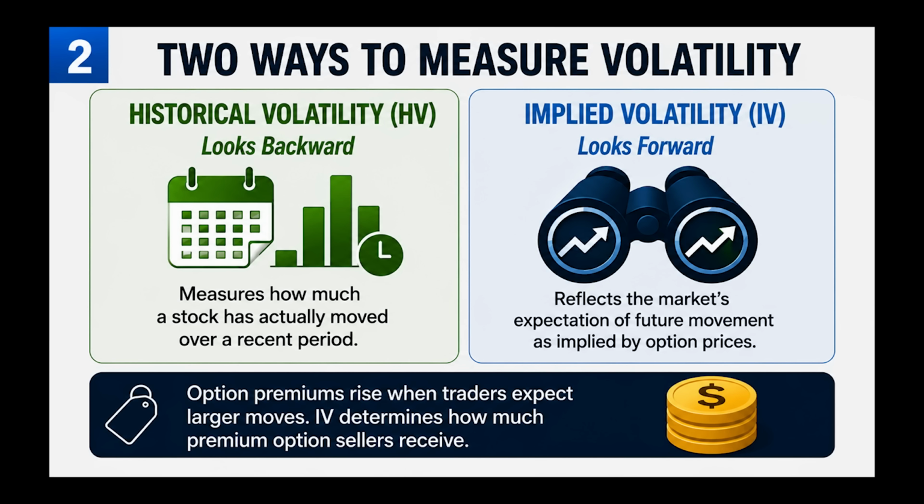So what are IV and HV? Historical volatility measures how much a stock has actually moved over a recent period. Implied volatility measures how much movement the options market expects going forward. One looks backward, the other looks forward. By comparing the two, we gain insight into whether option premiums appear inexpensive, fairly priced, or potentially expensive.